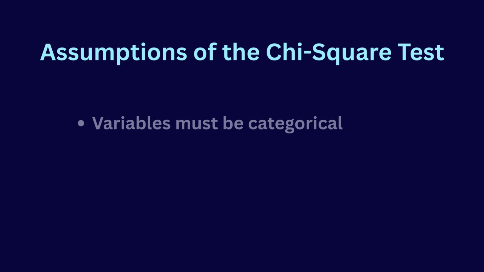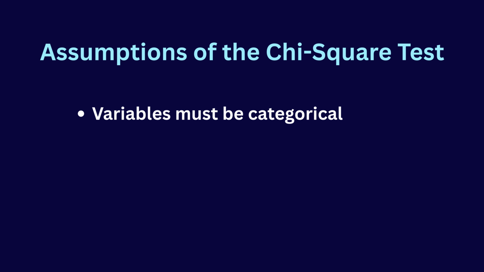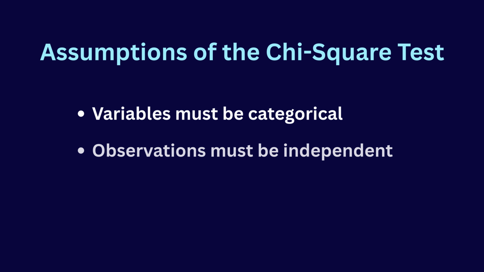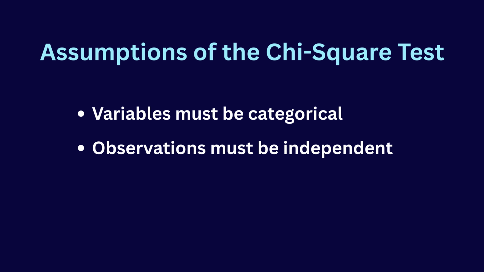Before using the chi-square test, there are a few important assumptions to check. Variables must be categorical, like gender, male and female, or preference, online, in-person. Observations must be independent. Each participant or case can only belong to one category in each variable. Expected cell frequency: ideally, each expected cell count should be at least 5.